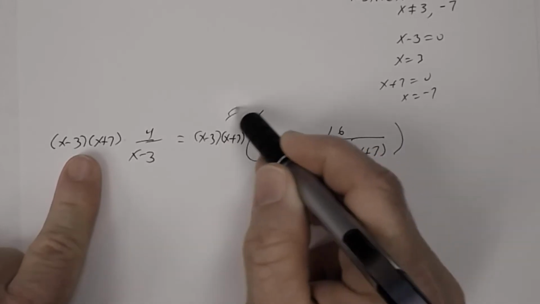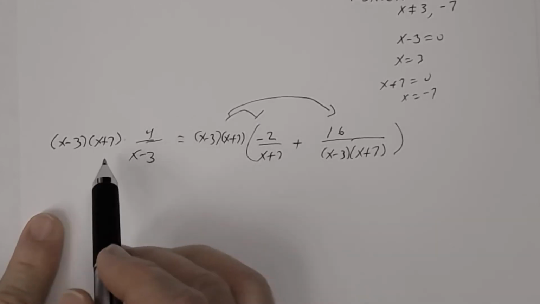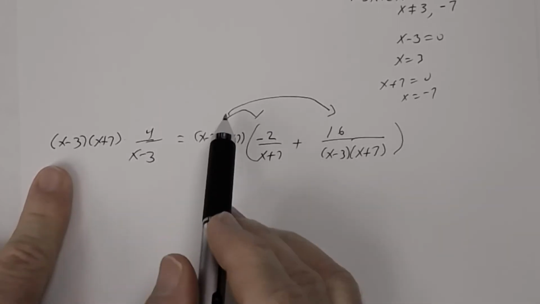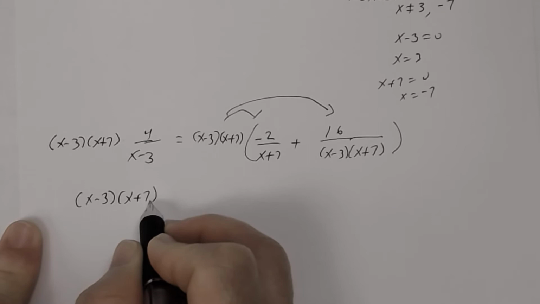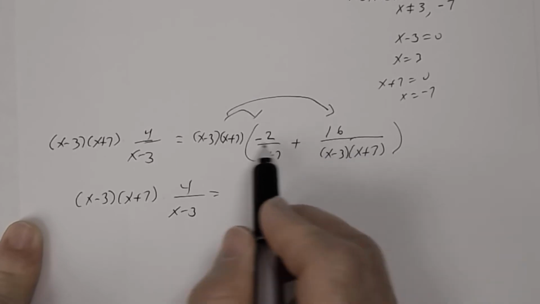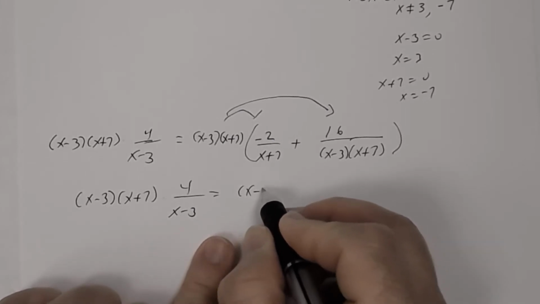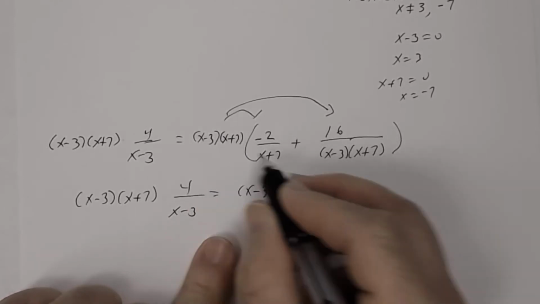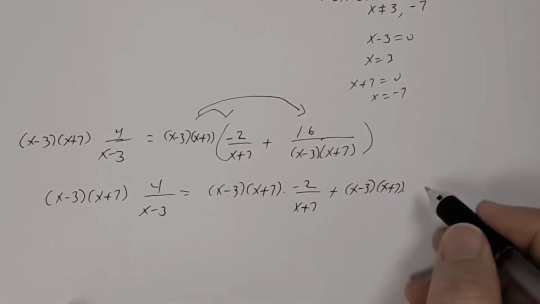Now you see how I put that in parentheses? So I'm going to use the distributive property on this side. I'm just going to rewrite it for now, although if you want to, you can reduce at this point. That's fine, but I'm just going to do one thing at a time. So I'm going to distribute here, and leave this alone for right now. So I get x minus 3 times x plus 7 times 4 divided by x minus 3 equal, and notice that each of these 2 rational expressions will be multiplied by the least common multiple. So it'll be x minus 3 times x plus 7 times the first rational expression plus x minus 3 times x plus 7 times the second rational expression.